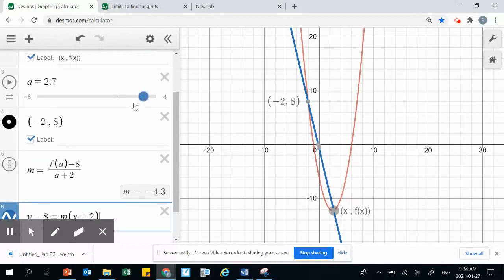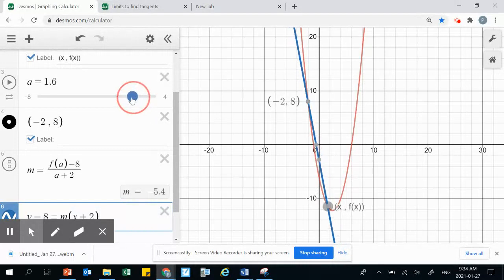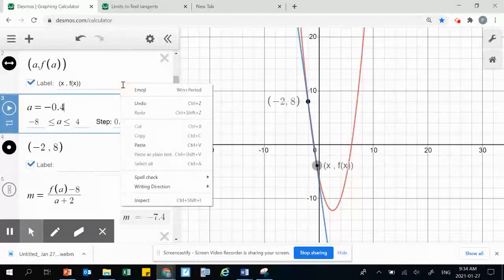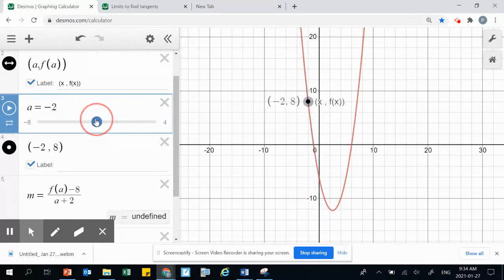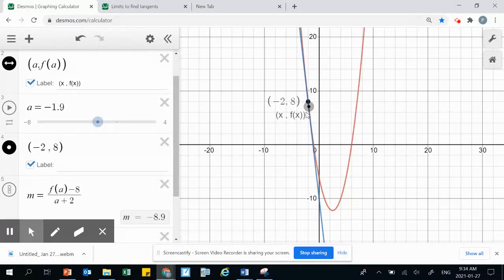Now if I take this x value and start sliding it closer and closer, this blue line is getting closer to being tangent. It's not exactly tangent, it's never going to be exactly tangent, but it's getting closer. If we keep sliding closer, I get like negative 8.9. If I go the other way, I get like negative 9.2. The idea we're trying to get at is that as this x value approaches negative 2, the slope is starting to approach negative 8.6.